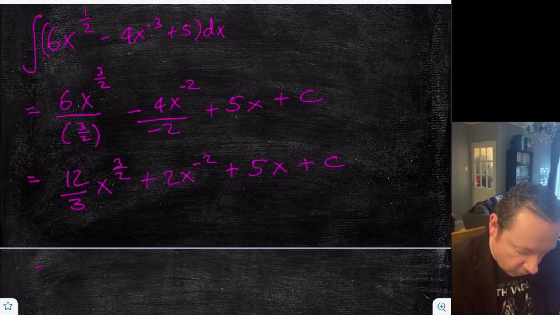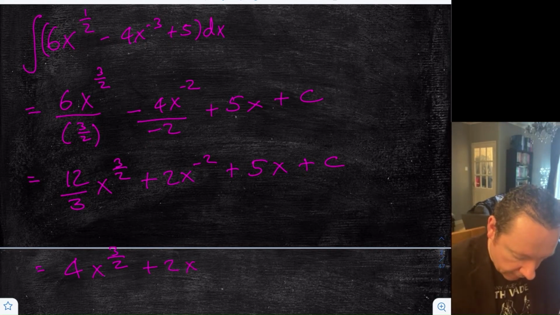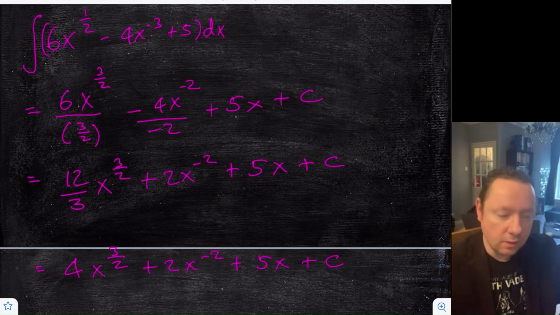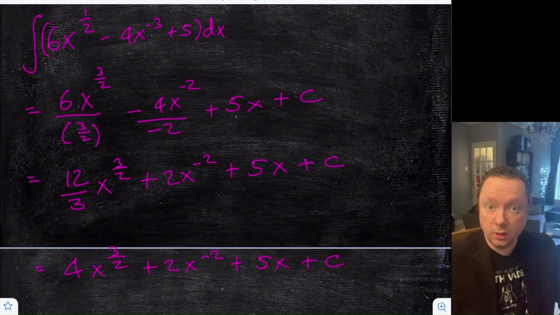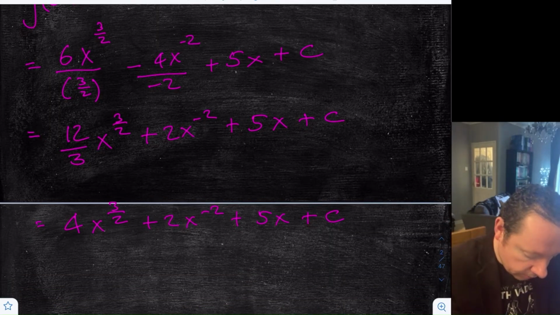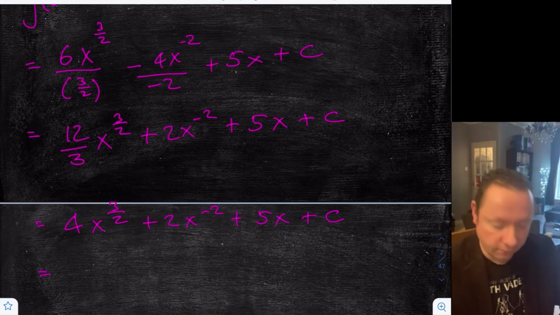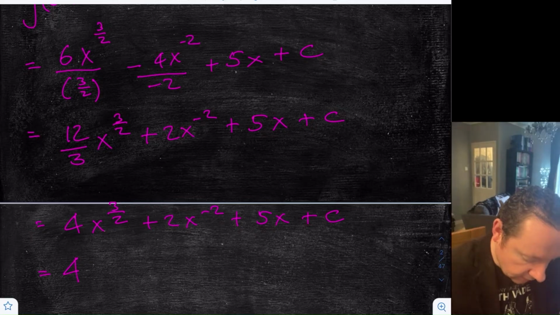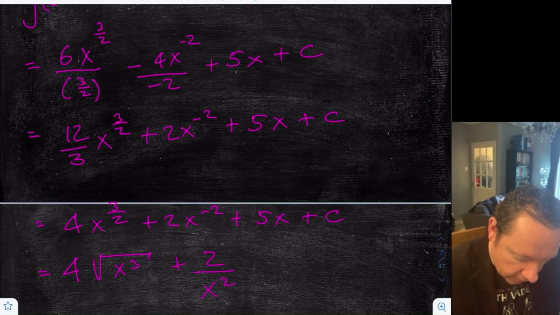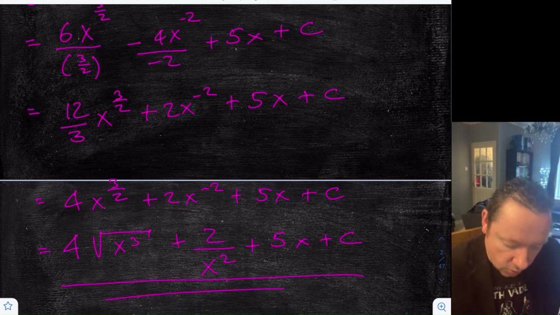12 divided by 3 is 4, so that's 4x to the 3 over 2, plus 2x to the minus 2, plus 5x, plus c. And you will get your final mark at that stage, but let's just assume you wanted to go further because you're going to use it in another question. This helps us revise indices. So we've got x to the 3 halves, so that's the same as x square root, because of the 2, x cubed, plus 2 x to the minus 2 over x squared, plus 5x plus c. But you don't need to go that far for this question.